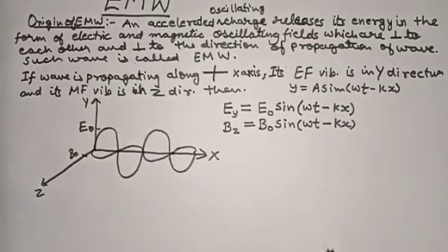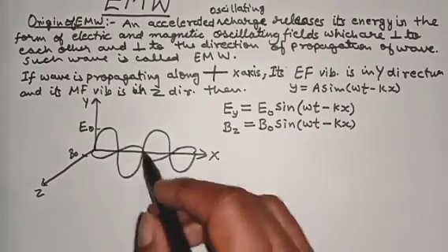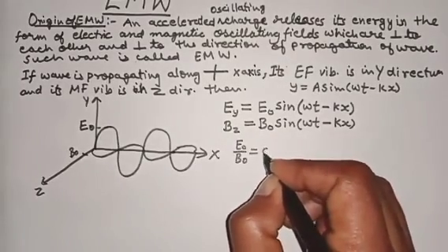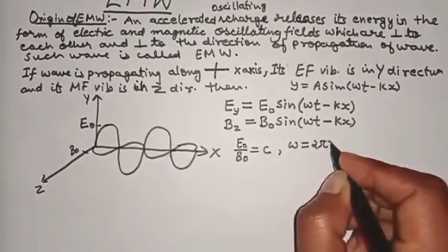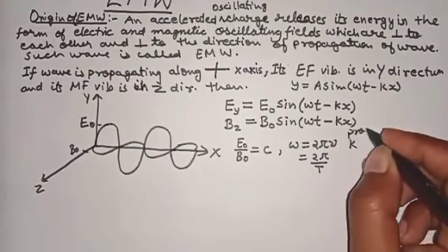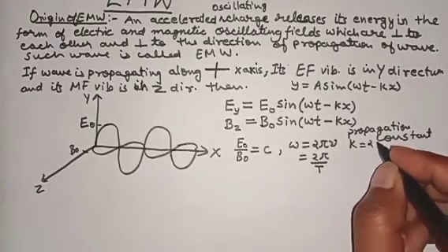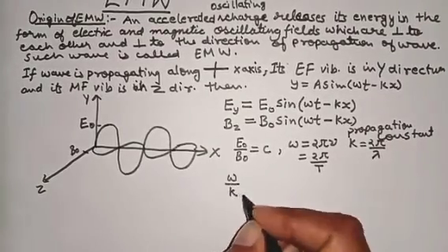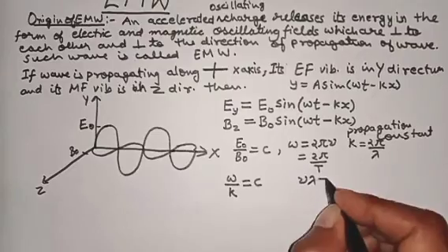This phase term is the same for both. That is why they rise and fall in the same phase. However, their amplitudes are different, and E naught upon B naught is equal to c. This omega is called the angular frequency, which is 2 pi nu or 2 pi by T. This k is called the propagation constant, equal to 2 pi by lambda. And omega upon k is also equal to c, and nu lambda is also equal to c.